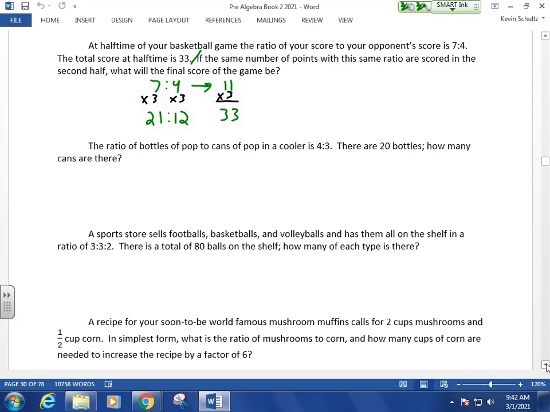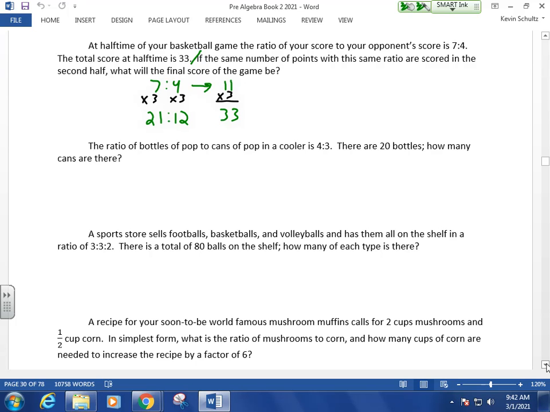Right? Does 21 plus 12 equal 33? Yes. If we simplify that, do we get 7-4? Yes. Our scale factor is 3. So then it says, if the same number of points with this same ratio are scored in the second half, what will the final score of the game be?